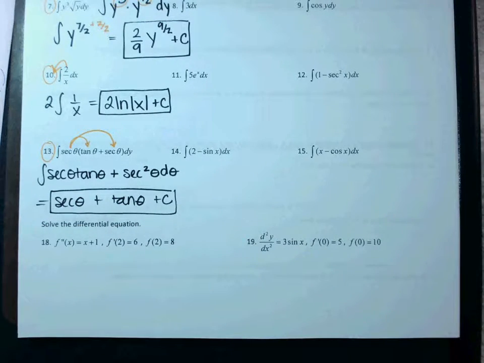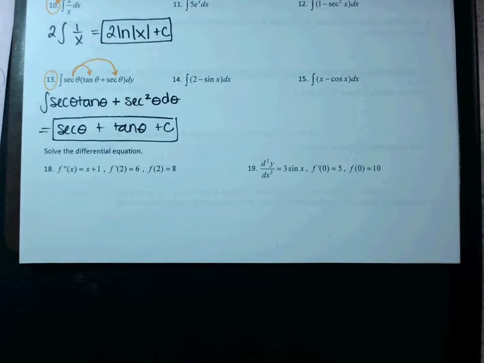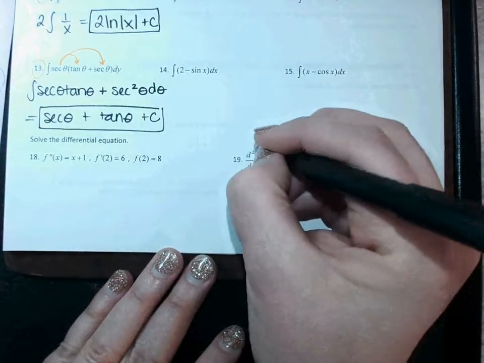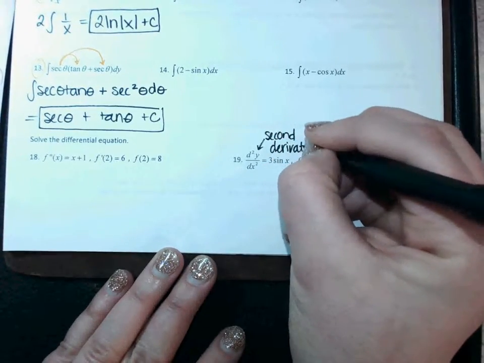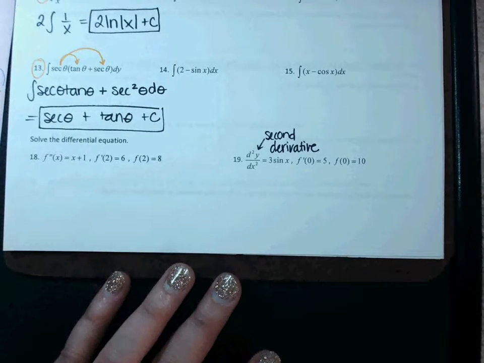Make sense? All right. 18 and 19, if you're asked to solve the differential equation, that means that you have to get back to the original function. So, do we want to do it, or do y'all remember how to do it? Okay, let's do 19. First thing that you should notice is that this is the second derivative. And so if I'm trying to go back to y, I'm going to have to do that integral twice. Are we on the same page about that?